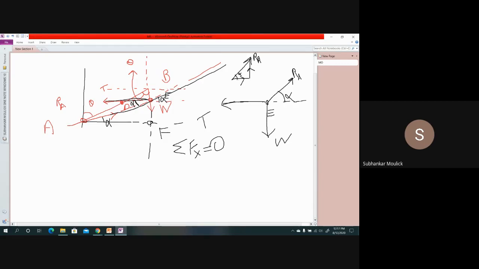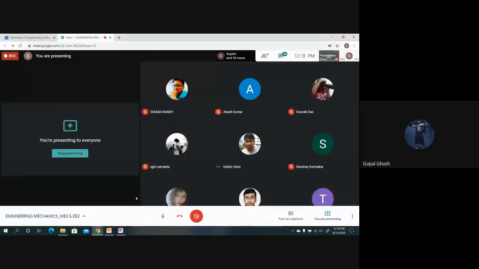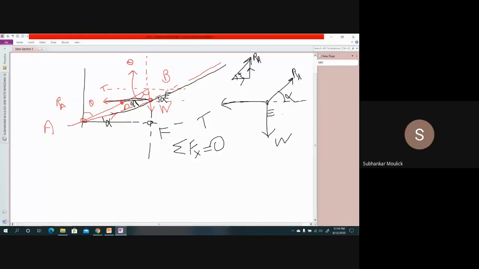So what will be this length? How much will be the value of this length? Horizontal length will be how much? How much will this length be? Hello, can you hear me? Yes, sir. You're not audible. How much will this length be?